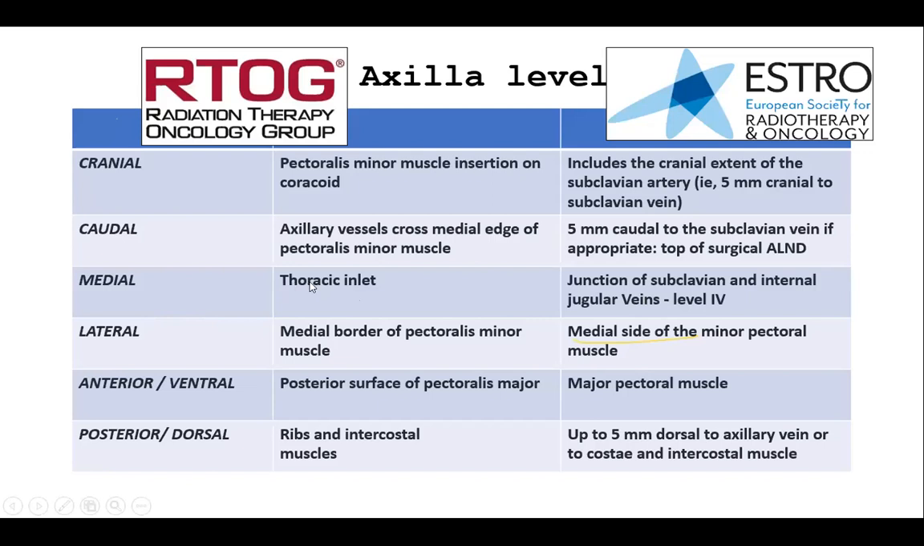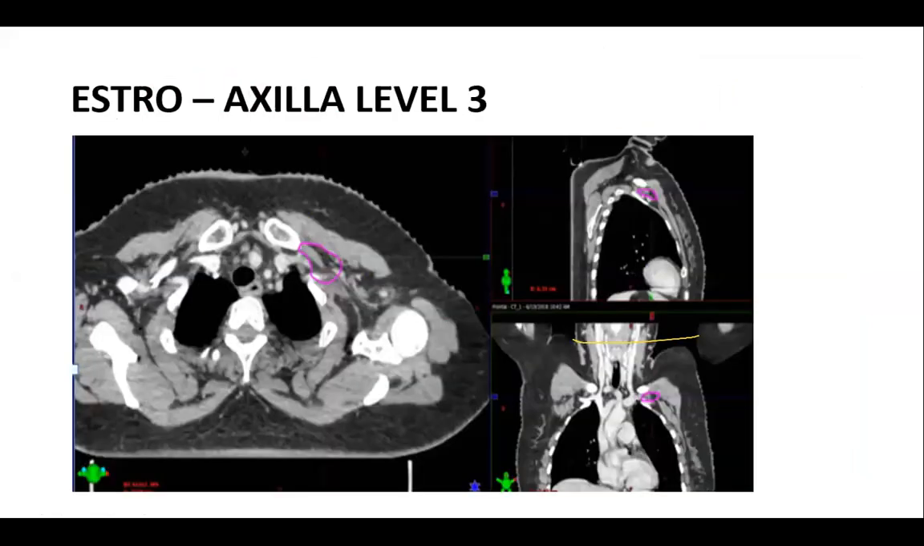Here we will take the medial border at the thoracic inlet, whereas in ESTRO guidelines, they will have... One of the differences between ESTRO and RTOG is that ESTRO has a continuity between all their lymph nodal stations, but in RTOG there is a gap between their lymph nodal stations. I will show in the later pictures. Coming to the lateral border, it is the medial border of the pectoralis minor muscle. It is the same in both of these guidelines.